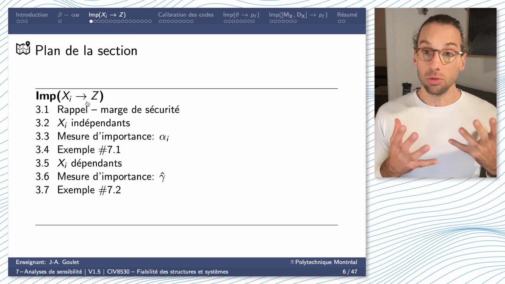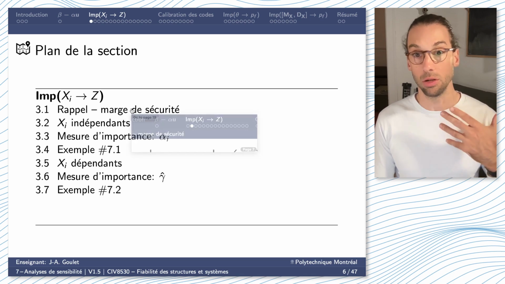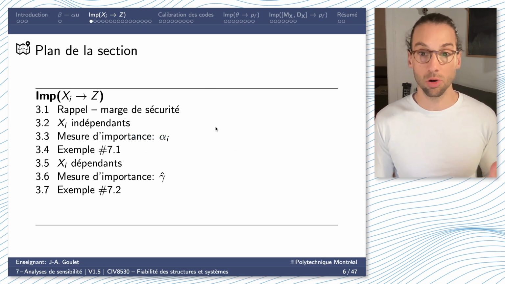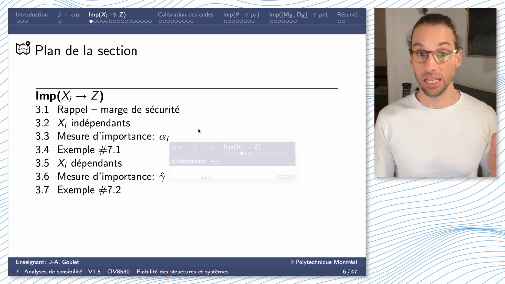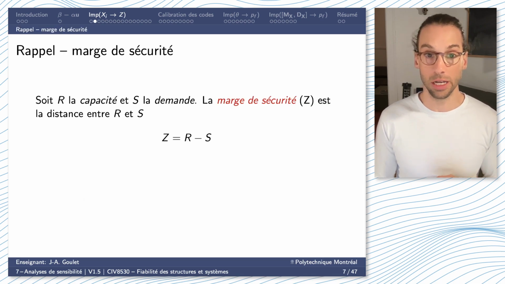So now we're going to reuse that new parameterization in order to quantify the relative importance of each of my random variables in a normalized safety margin. So first, we're going to see a little recall of the safety margin. We're going to see how we can do such sensitivity analysis for independent random variables. Then we're going to see how our alpha i's are these sensitivity analyses. We're going to extend it to a case where our random variables are not independent. And that's going to lead to a new sensitivity matrix, which is going to be our gamma hat. And we're also going to apply it to an example.